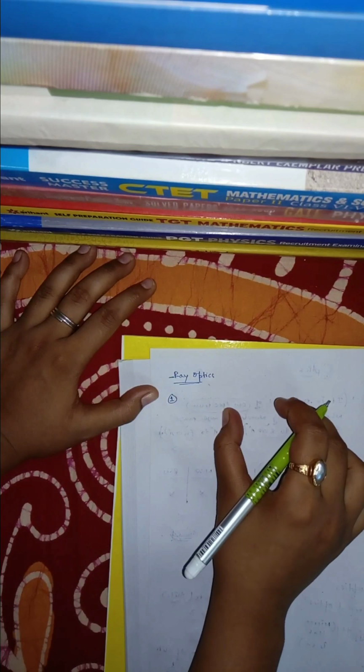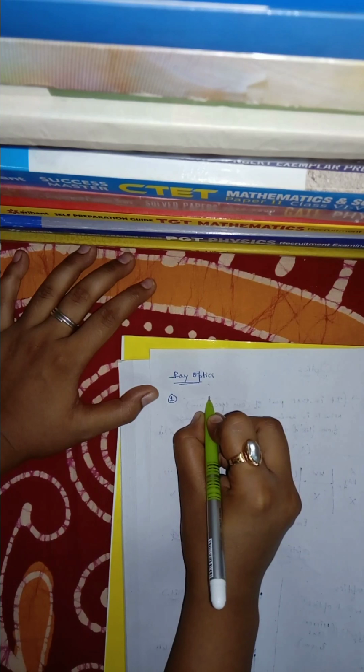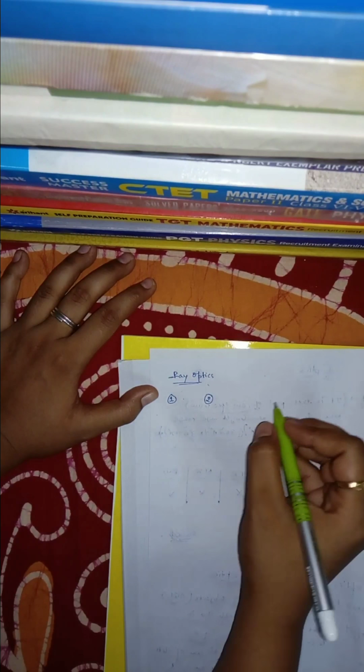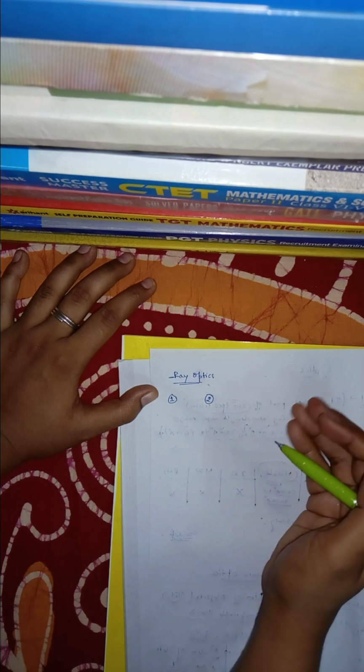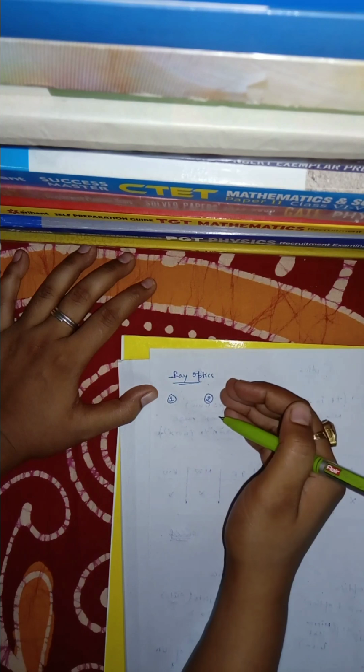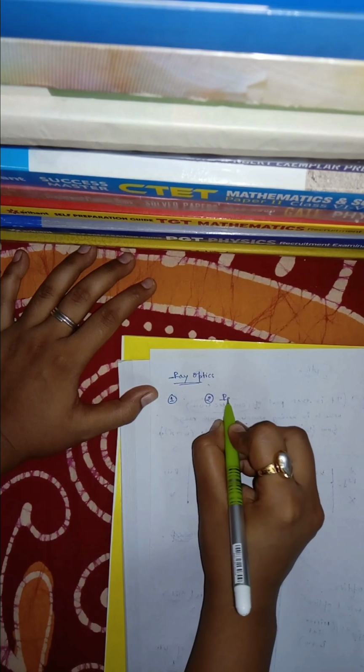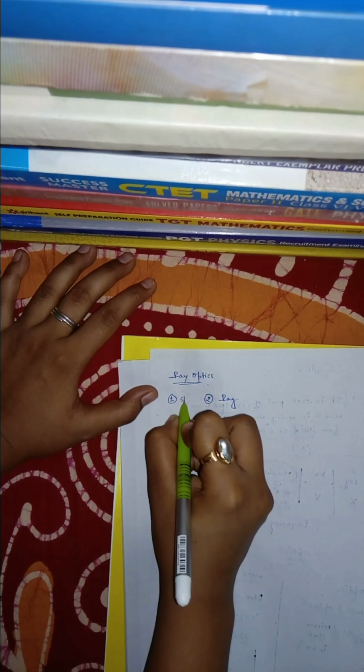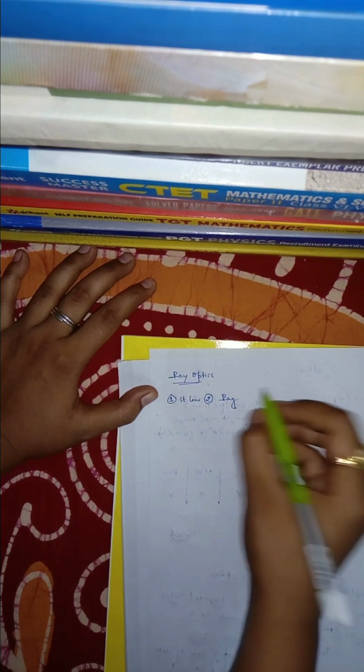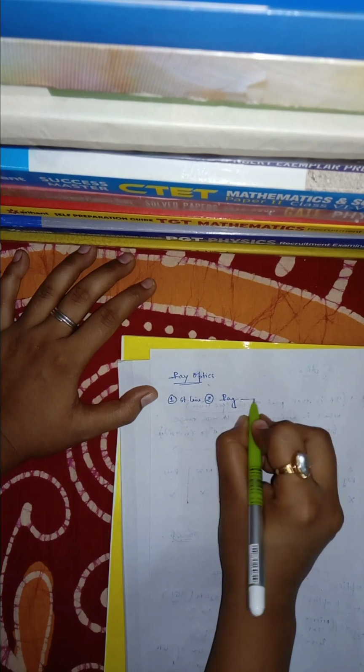So ray optics. First we will learn about the properties. One is that light always travels in a straight line. I'm not going to write this. Number 2, you will pause the video and write it down in your classwork copy. The path of the light is called a ray. The path of the light, it's a straight line. The path of the light is called a ray.